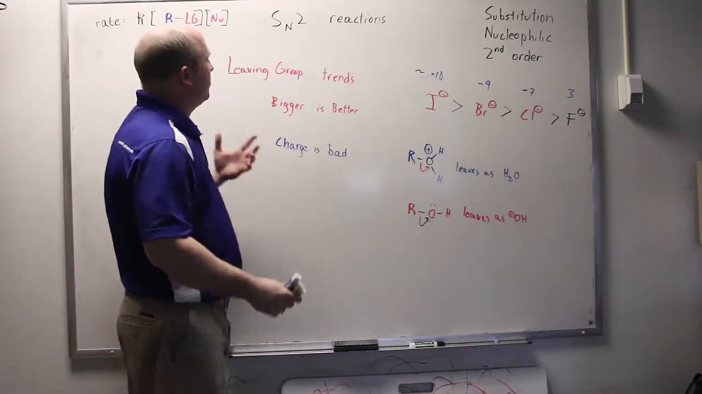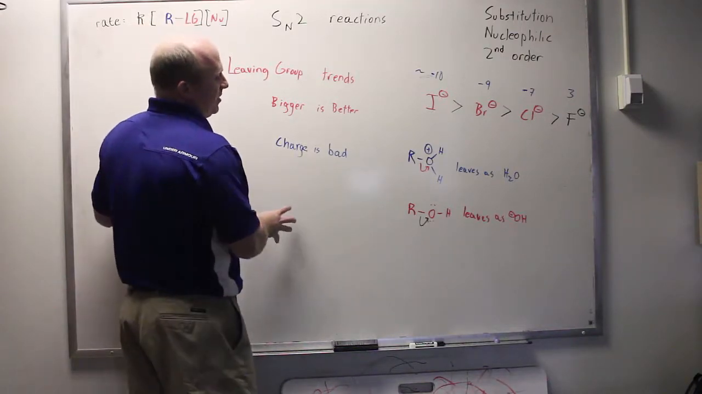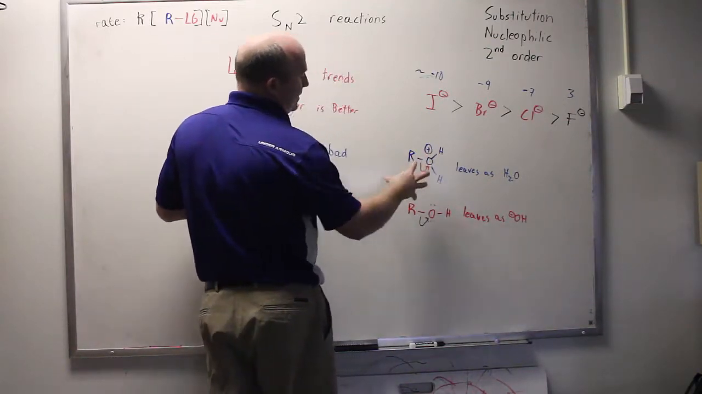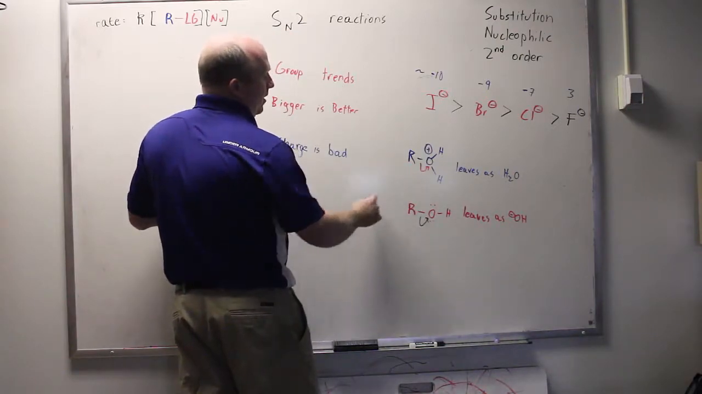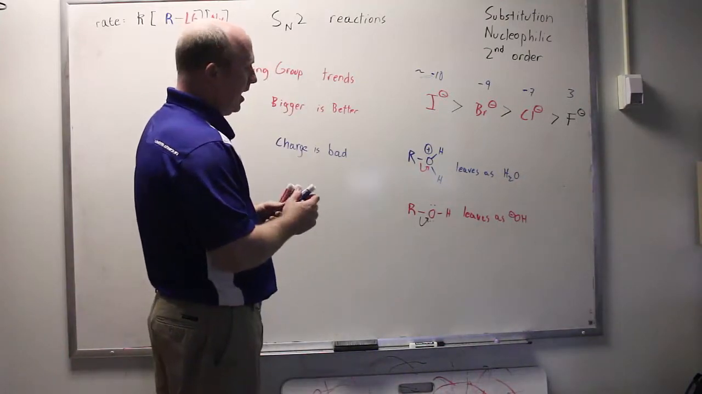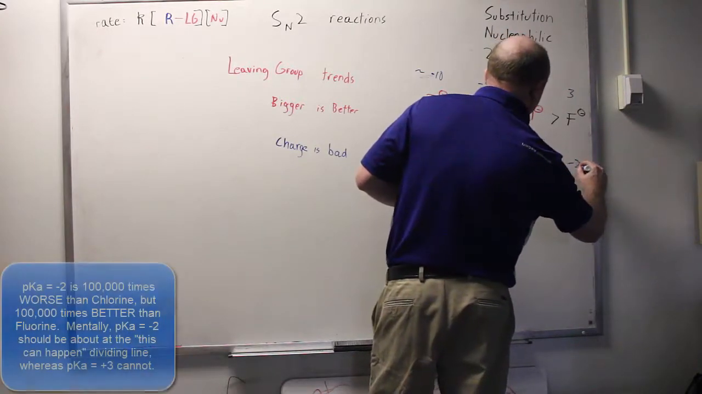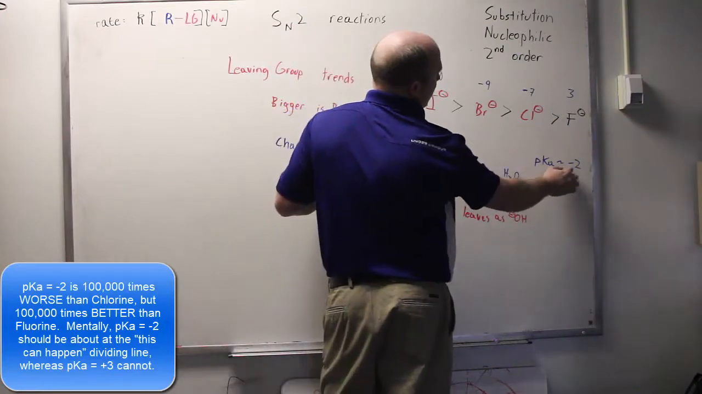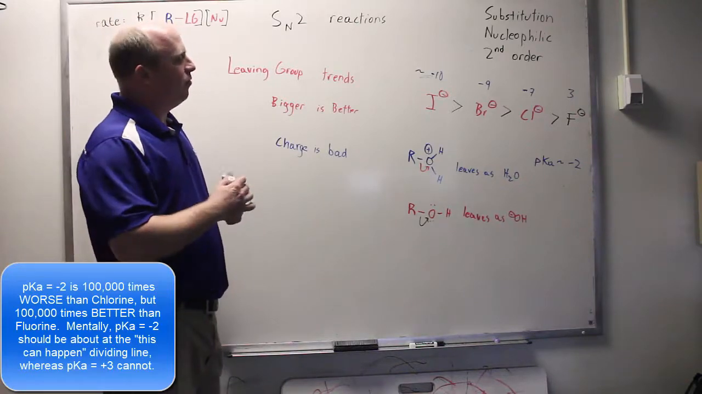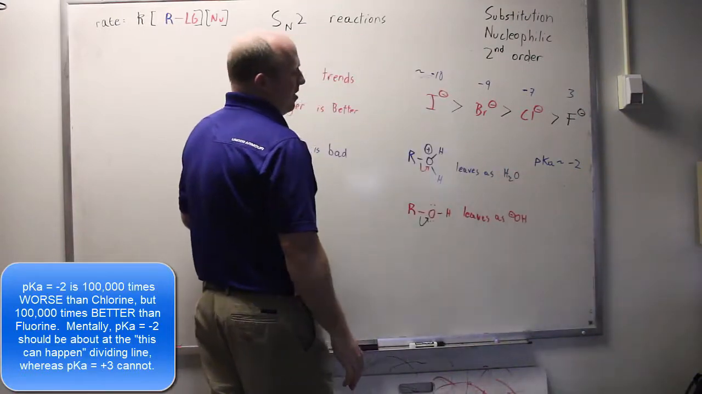Another thing to keep in mind when you're thinking about leaving group trends is that the charge is bad. You don't want the leaving group to leave as a charged species if you can help it. So if you have this sort of group where an oxygen is existing as a plus charge right now, bound to some carbon, when it leaves as water, it's an okay leaving group. It's not great, but it's okay. The pKa of the protonated oxygen is about minus 2, which is to say it's 100,000 times worse than chlorine as a leaving group. But it's not bad. That's really about the definition of what becomes possible. So leaving as neutral water, with a pKa of around minus 2, that's acceptable.